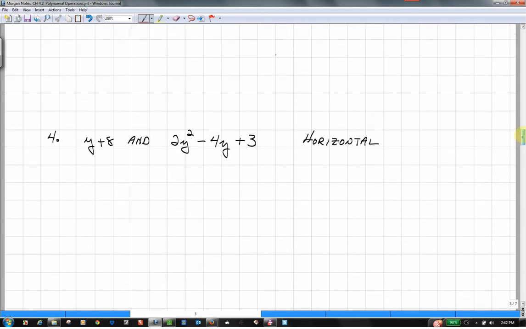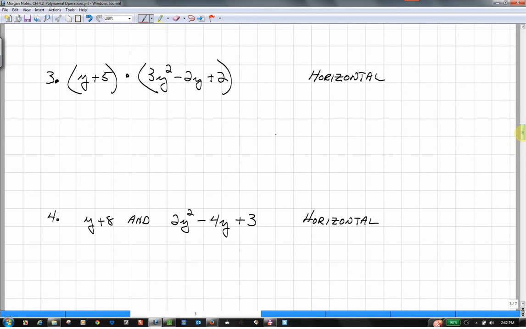So here's one where the first factor only has 2 terms in it, so let's go ahead and multiply here. For this one, this y will multiply by the 3y squared, giving me 3y cubed. The y will then multiply by the minus 2y, giving me a minus 2y squared. Then the y would multiply by the 2, giving me plus 2y.